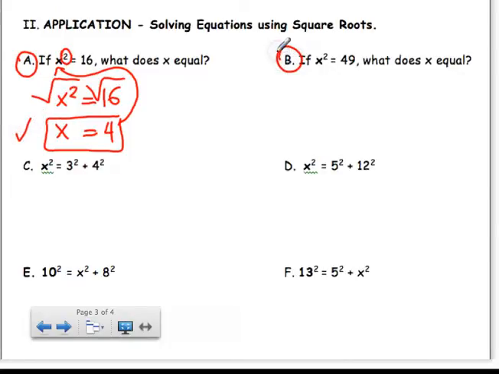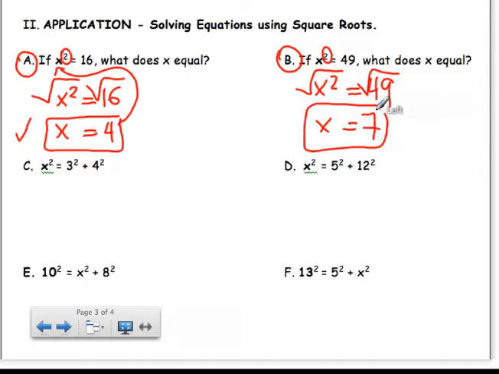Stop the video here and try B yourself. Press play when you're ready to check the answer. Okay, you've tried x squared equals 49. To solve it, since you see x squared, you need to use the inverse operation, which is the square root, and x equals the square root of 49, which is 7. Should make sense because 7 squared equals 49. We've solved 2 equations using this pattern.